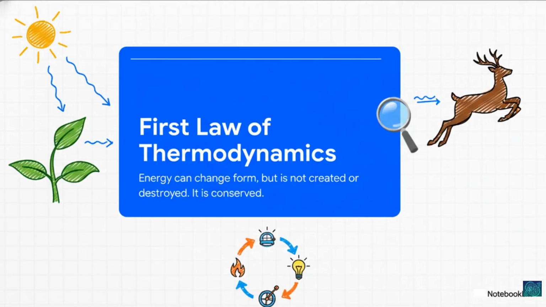So here's the first rule, the first law of thermodynamics. It's basically the law of conservation. It says the total amount of energy in the universe is fixed. It just changes form. The sun's light energy becomes chemical energy in a plant, which then becomes kinetic energy in a running deer. The energy is always there, it's just wearing a different costume.